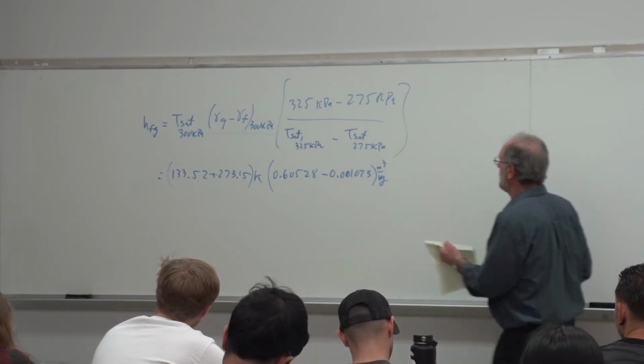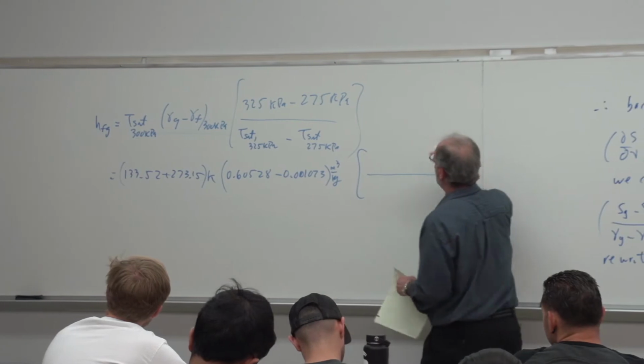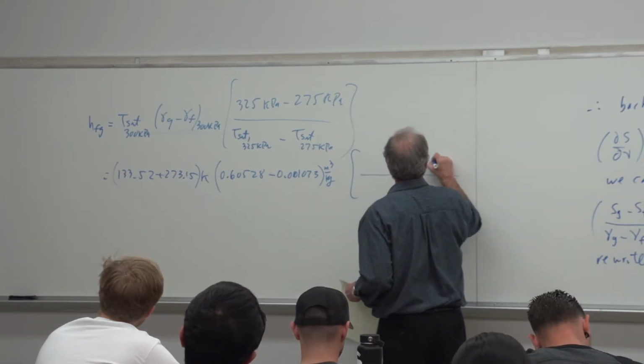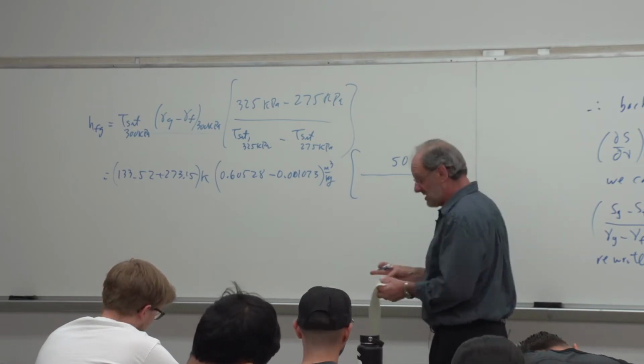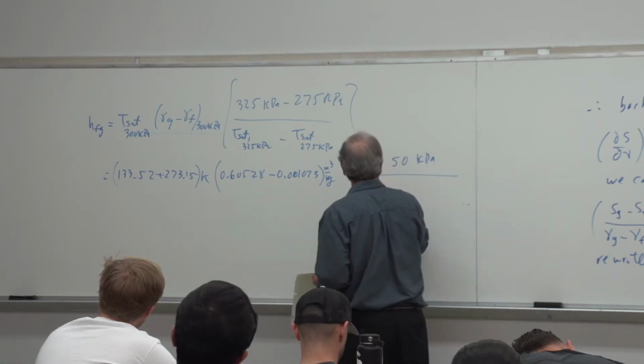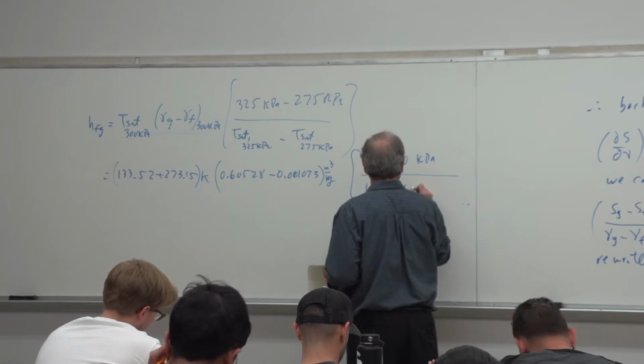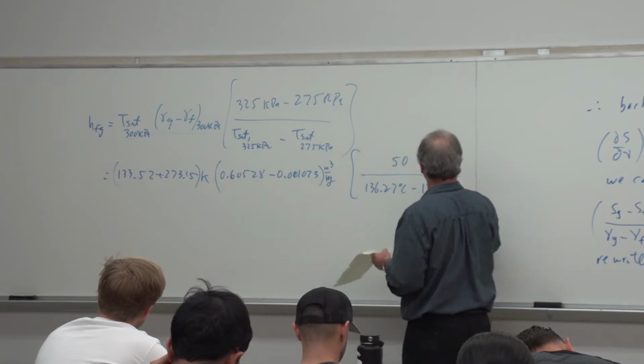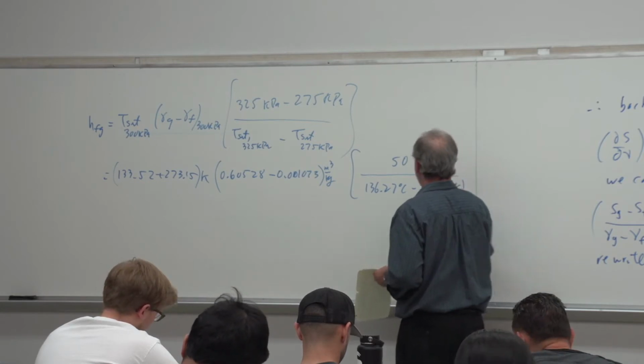And then we have our pressure difference. Obviously, that's 50 kilopascal. And then the saturation temperature at 325 is 136.27 degrees C, and at 275, it's 130.58 degrees C.